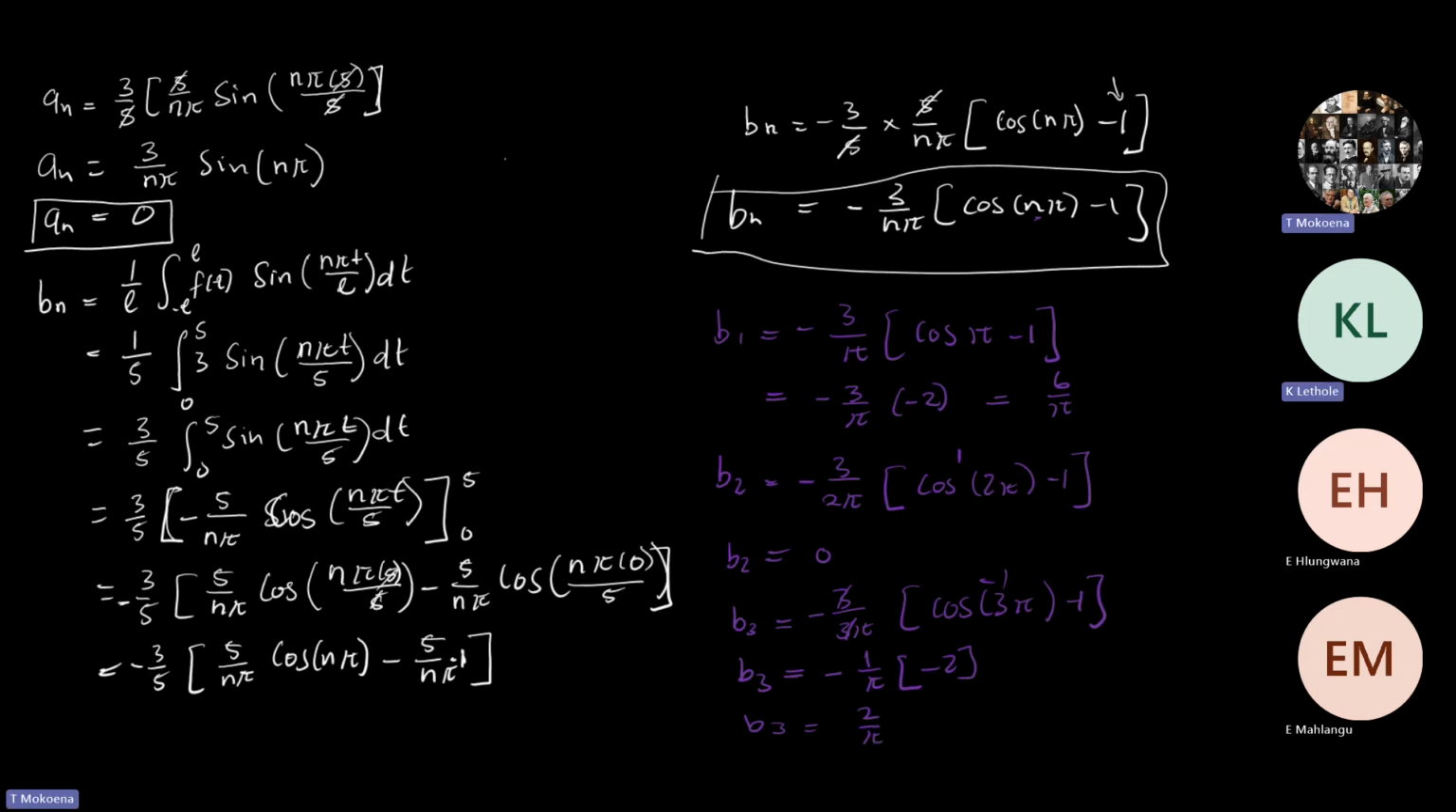So obviously, what will be b sub 4? B sub 4 is going to be 0, because this is a pattern. It's a series. You understand? Yes?